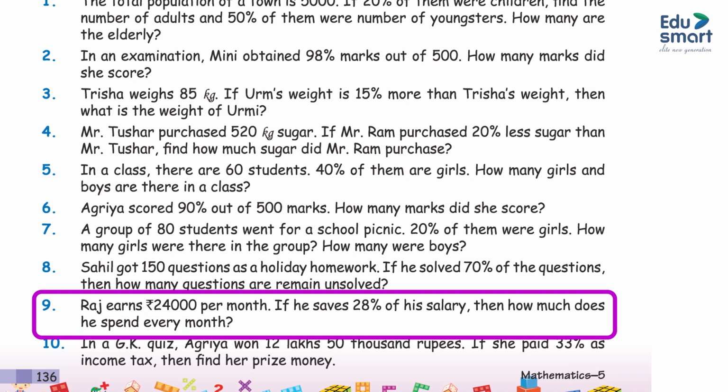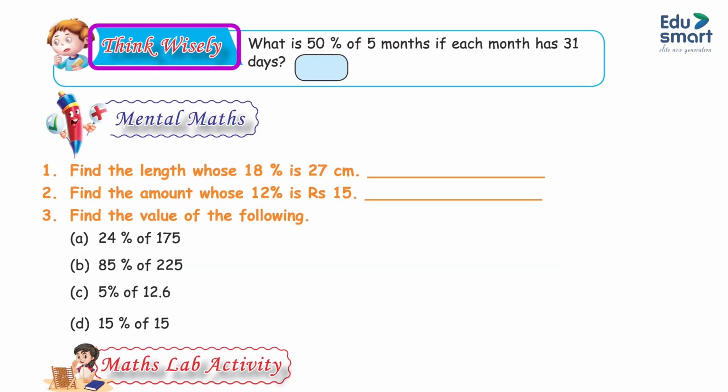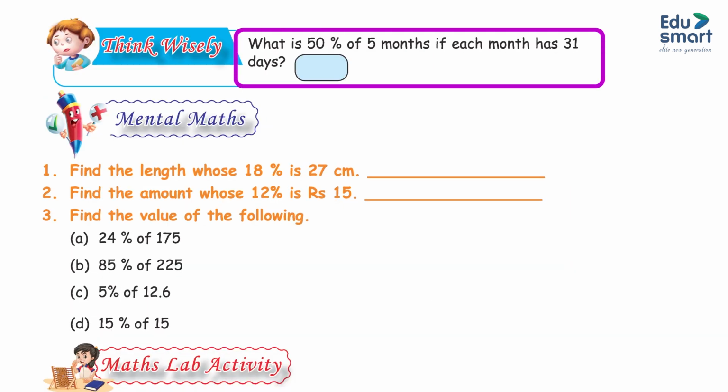If he saves 28% of his salary, then how much does he spend every month? Answer: 17,280. Question 10. In a GK quiz, Agriya won 12,50,000 rupees. If she paid 30% as income tax, then find her prize money. Answer: 8,73,500. Think wisely. What is 50% of 5 months if each month has 31 days?